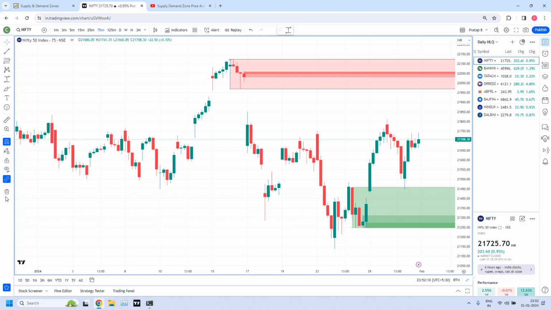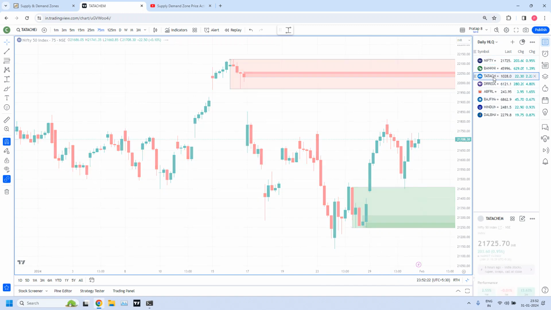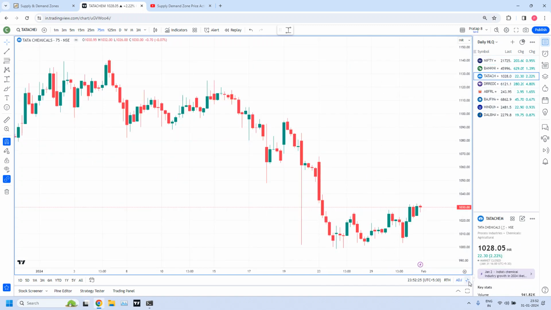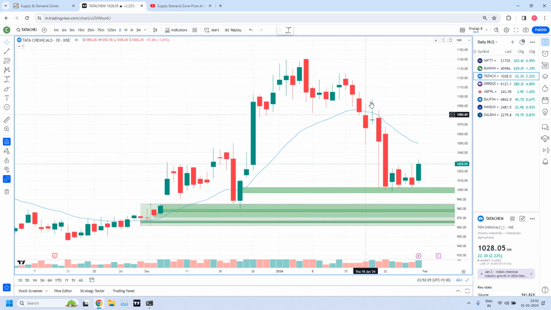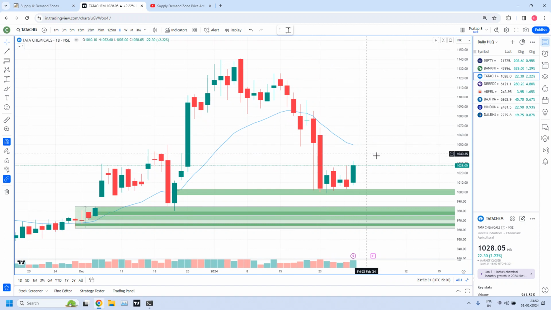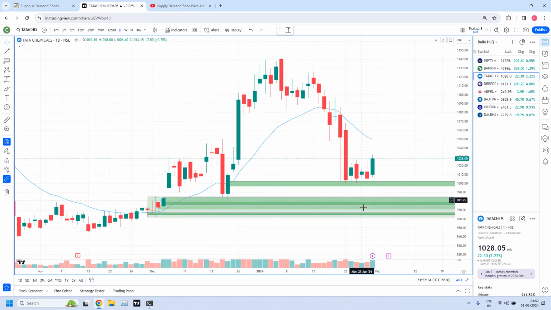Now let us get into the high liquidity zones generated yesterday. 6 high liquidity zones were generated from the daily time frame and the 75 minutes time frame. The first one is Tata Chemicals. This is a daily high liquidity zone. Today prices did not enter into the zone, but the point you have to observe is that this daily high liquidity demand zone has an entry buffer here, which is currently holding the prices.